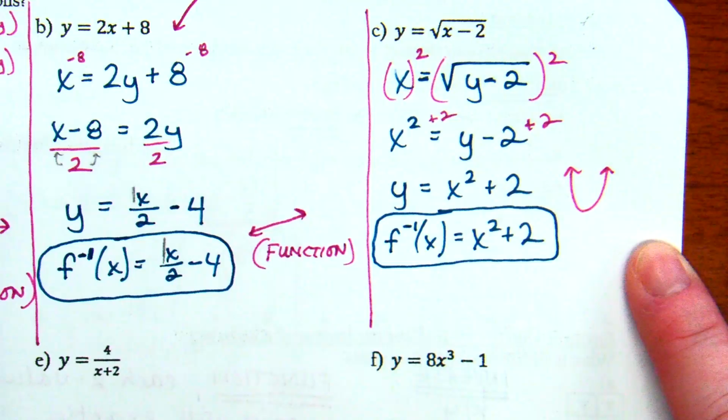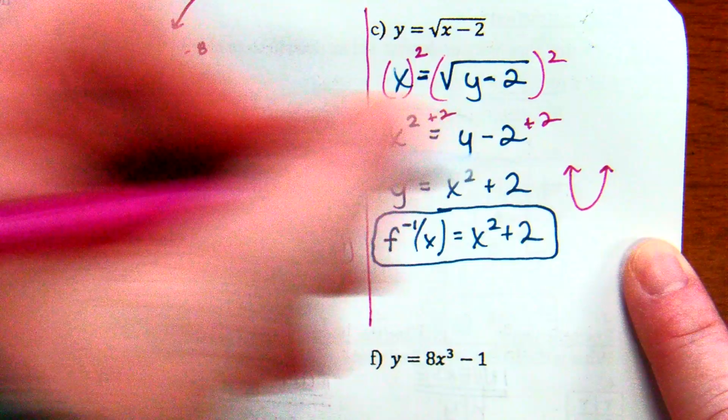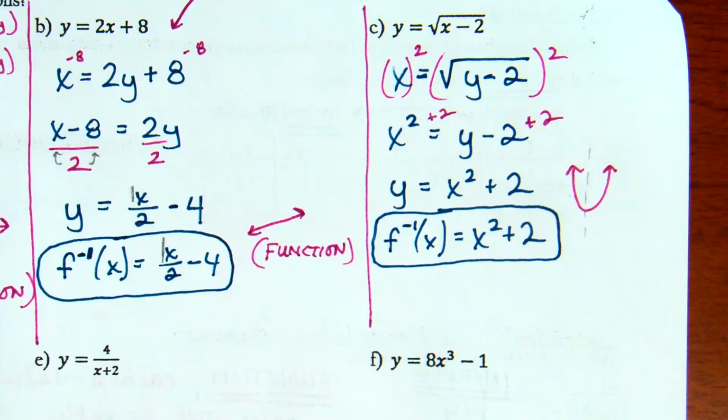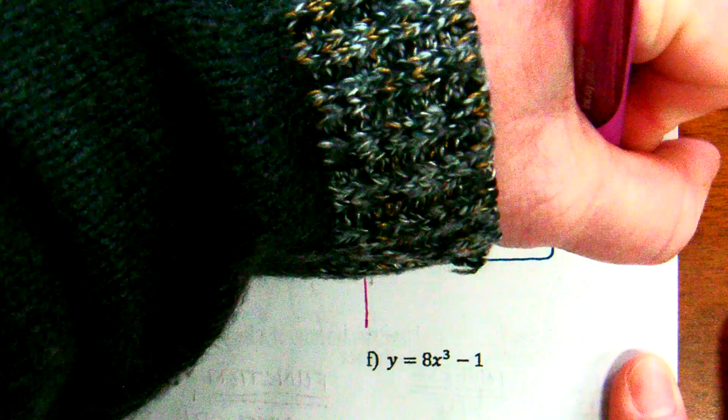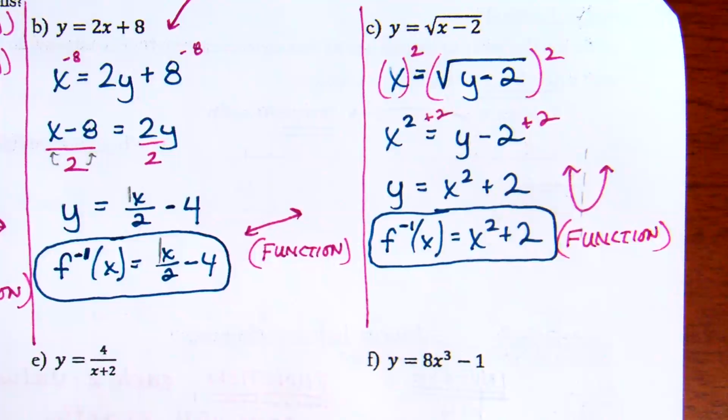Well, is that U-shape a function? Yeah, can it pass the vertical line test? A vertical U can't it? The horizontal U was a problem because it failed the vertical line test. This passes the vertical line test, so this is a function. That is a function there.